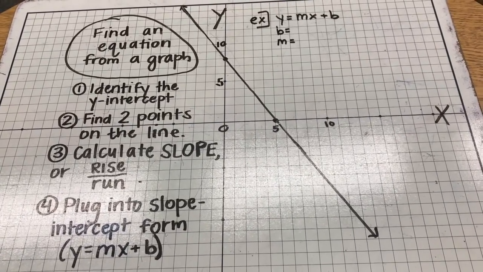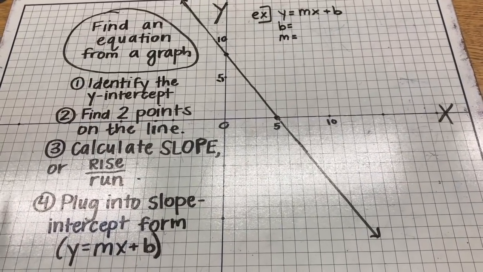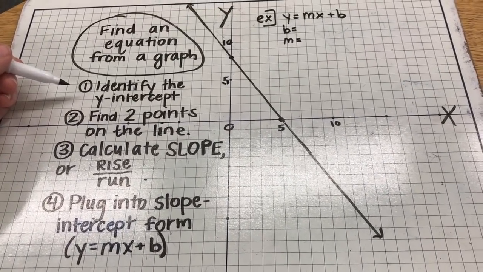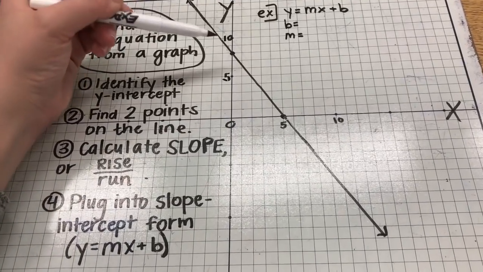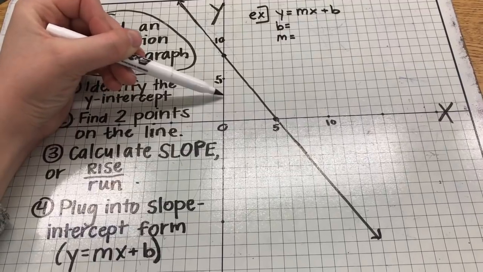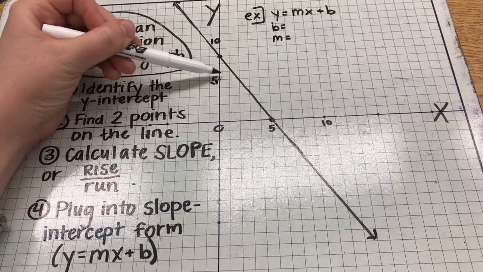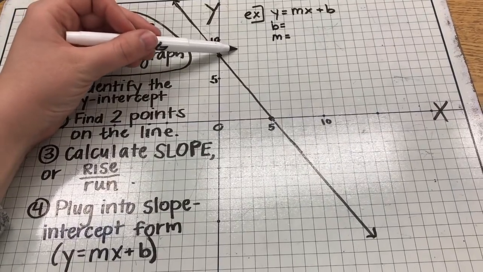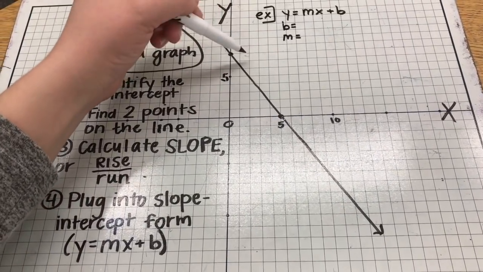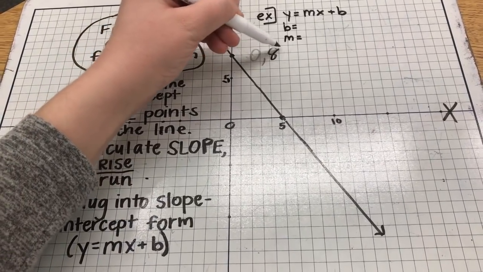Now let's go through an example. This is the same example as is on your paper. First step, identify the y-intercept. We found our y-intercept to be this point here. I can tell that this graph is counting by ones. So 1, 2, 3, 4, 5, 6, 7, 8. At our y-intercept, when x is 0, y equals 8.